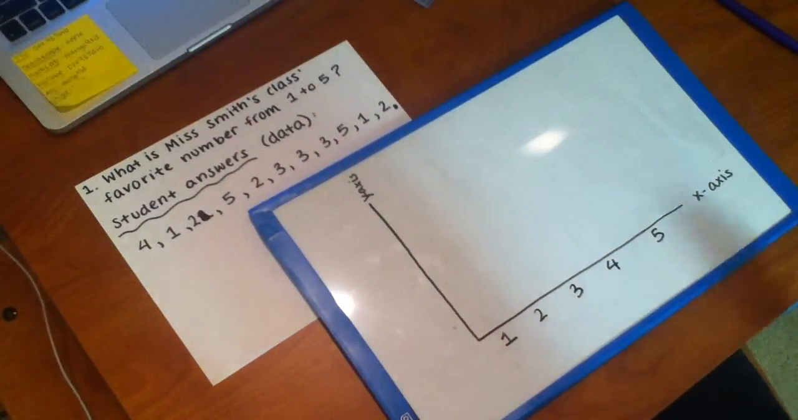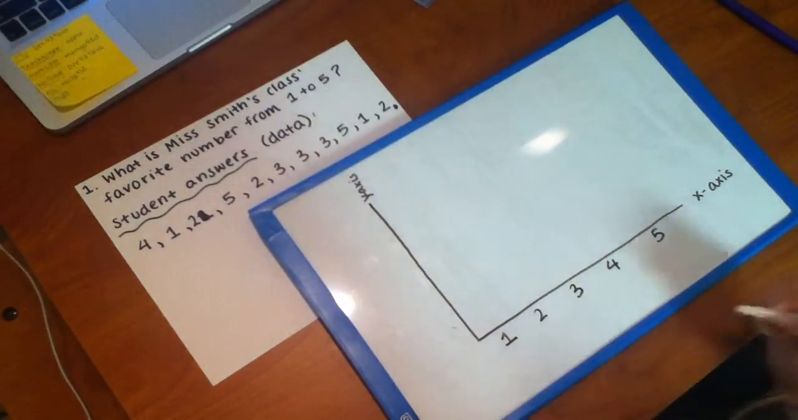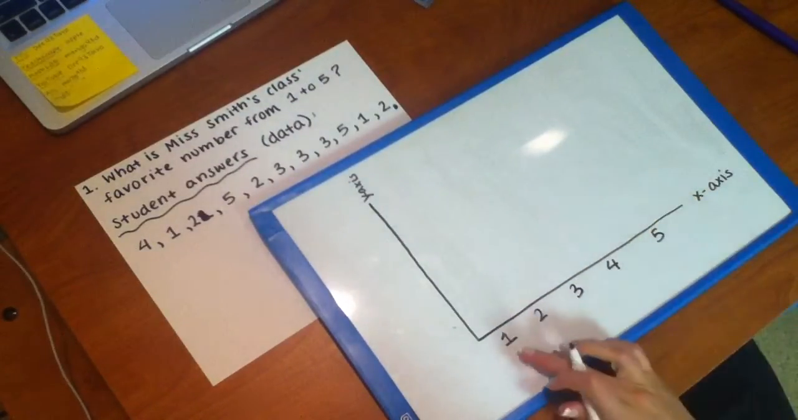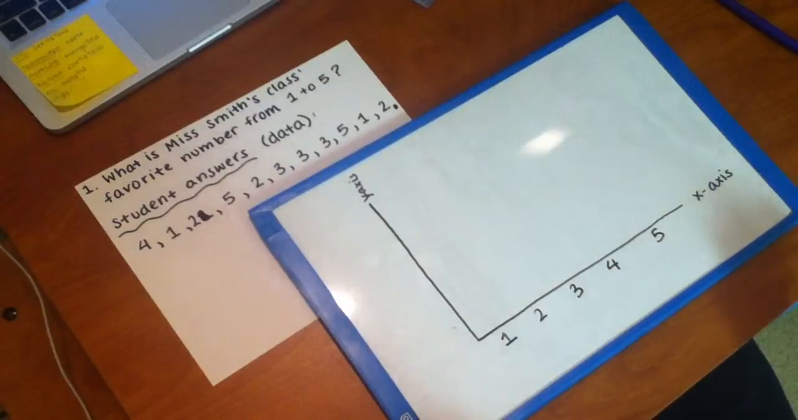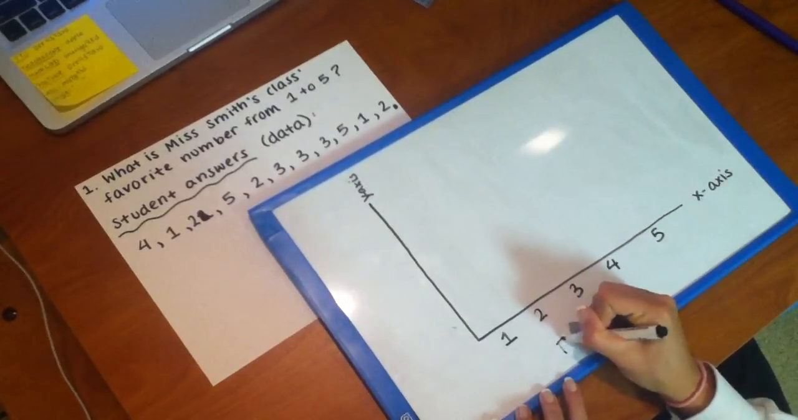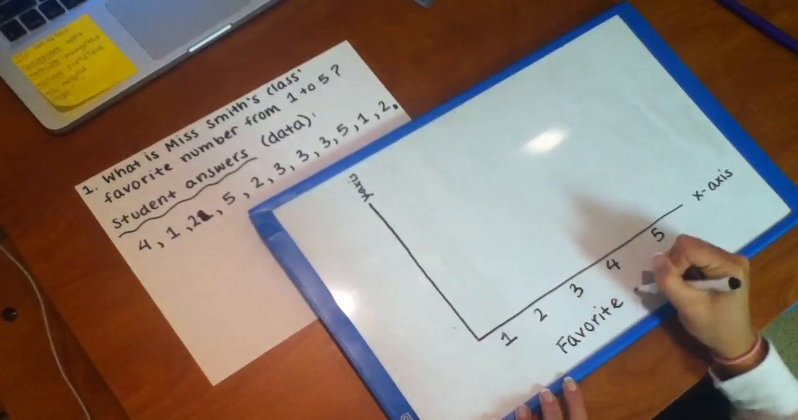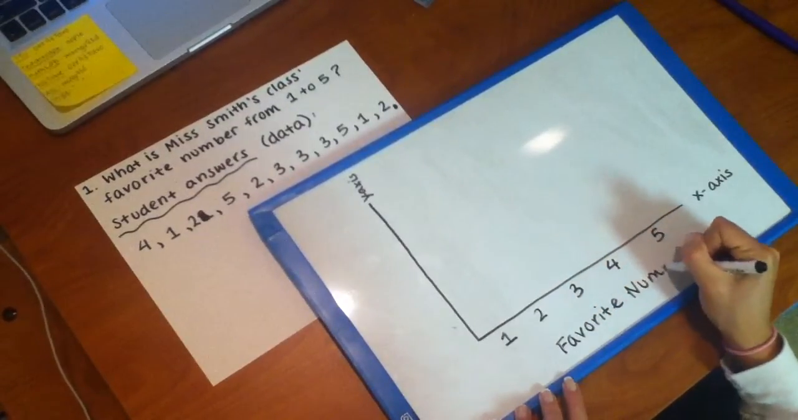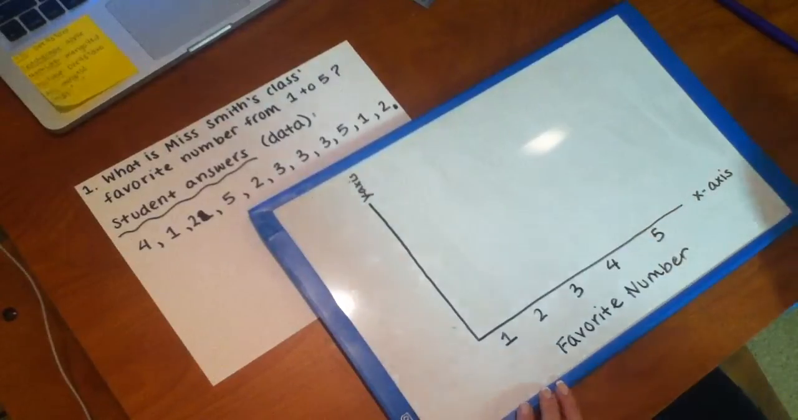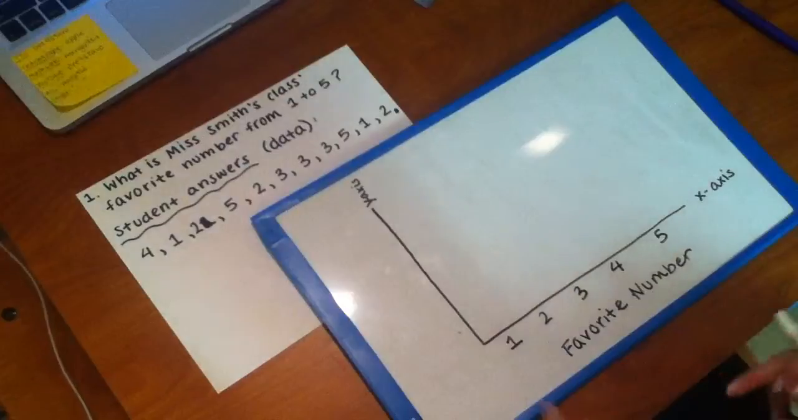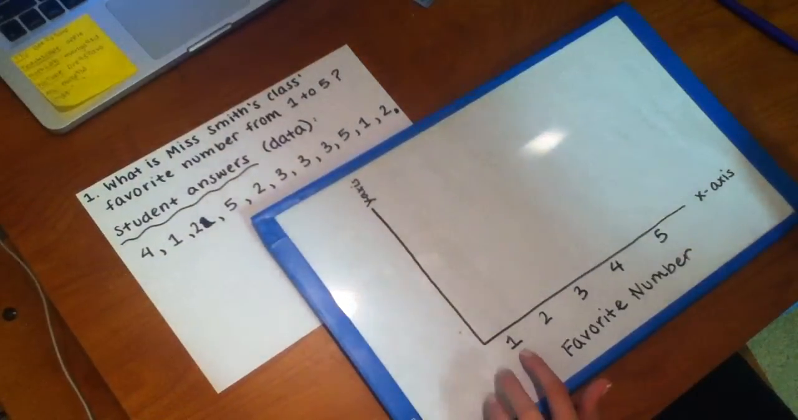For the x-axis, we want to label it so that if somebody looks at our graph, they can see exactly what they're looking at. Our x-axis, like we said, is our category. So which is their favorite number? We could label this as favorite number. And now our y-axis is going to identify how many students said that this was their favorite number.